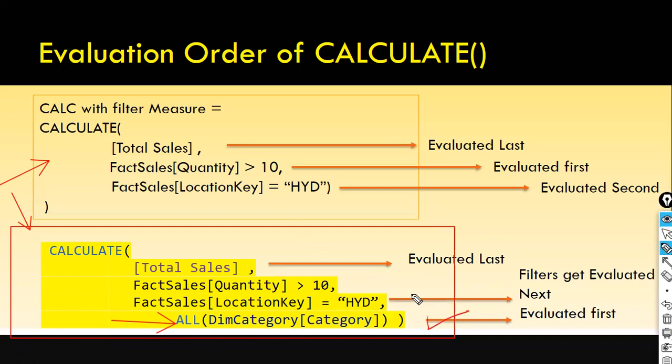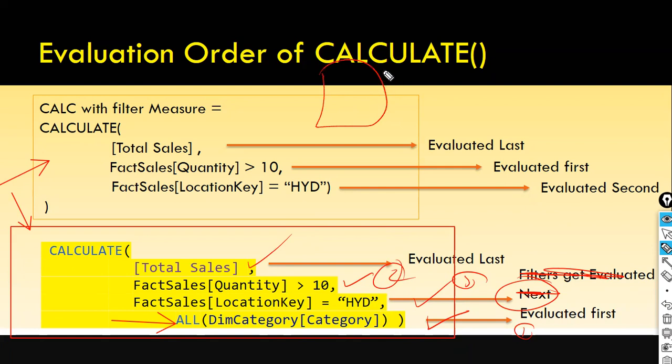This one will get evaluated first, and then this one will get evaluated. Okay, and then next to this one, right? This one will get evaluated. So 1, 2, 3 in this order it will get evaluated, and finally it will compute the total sales.